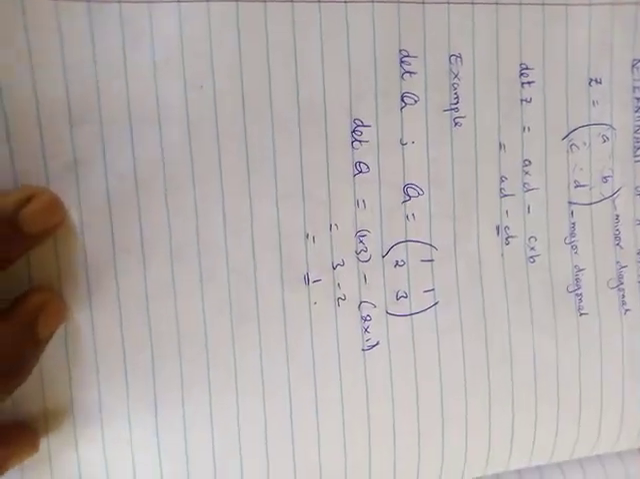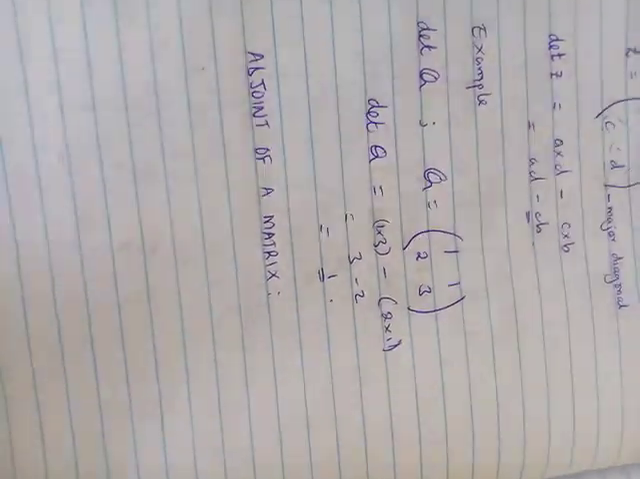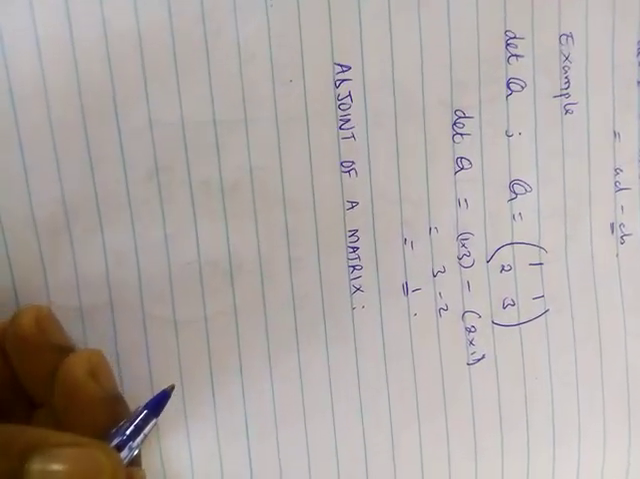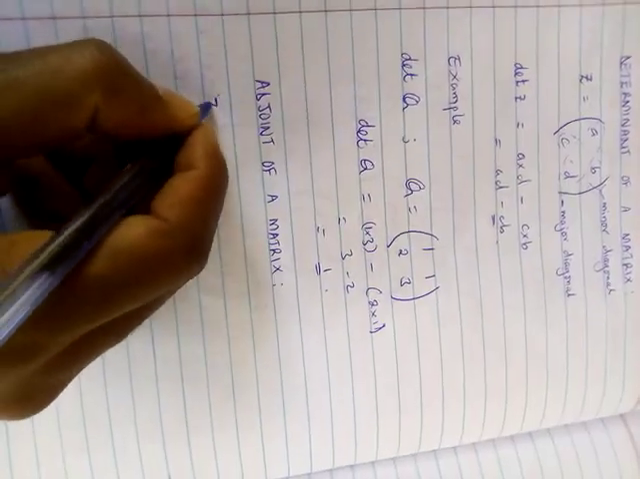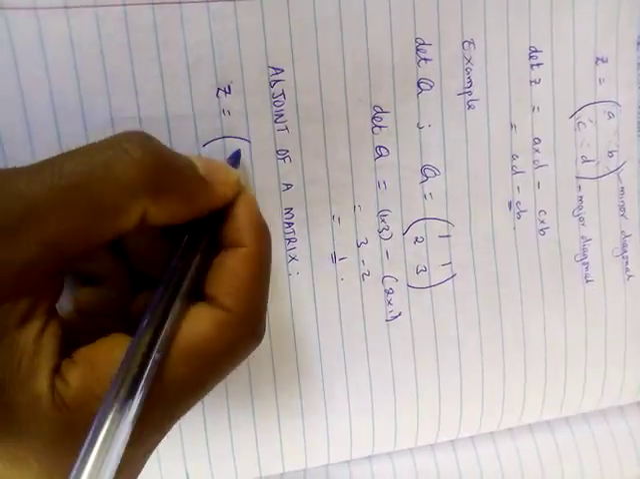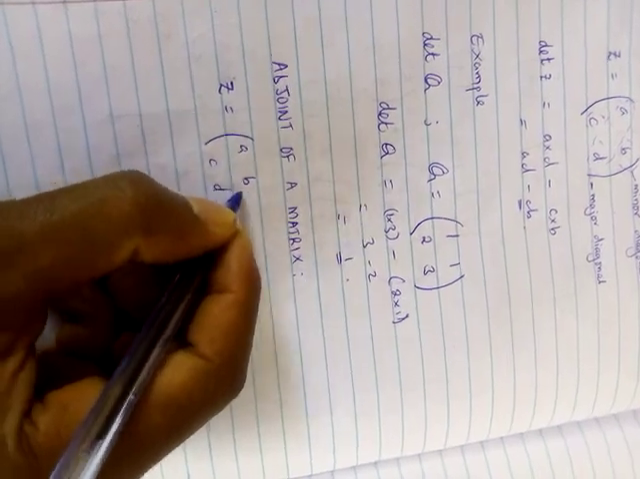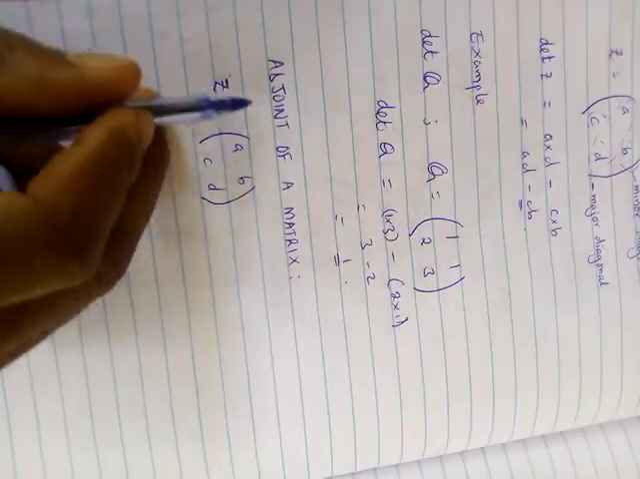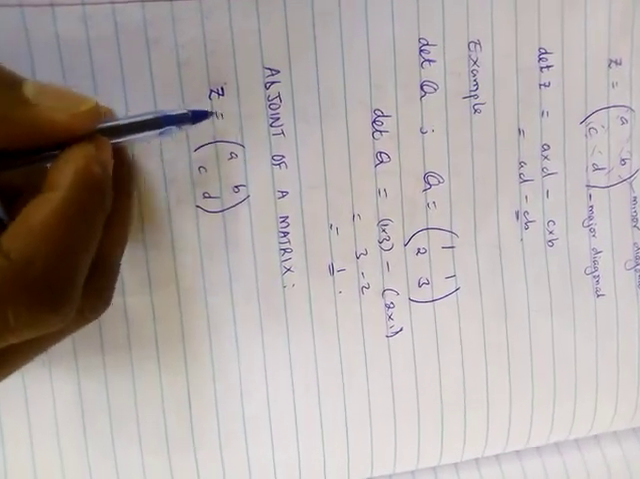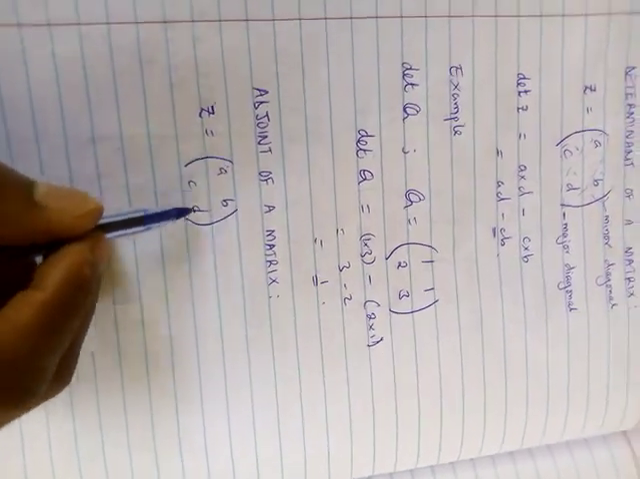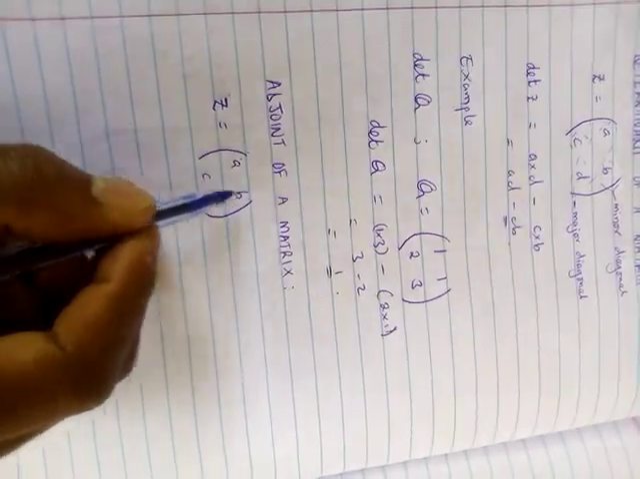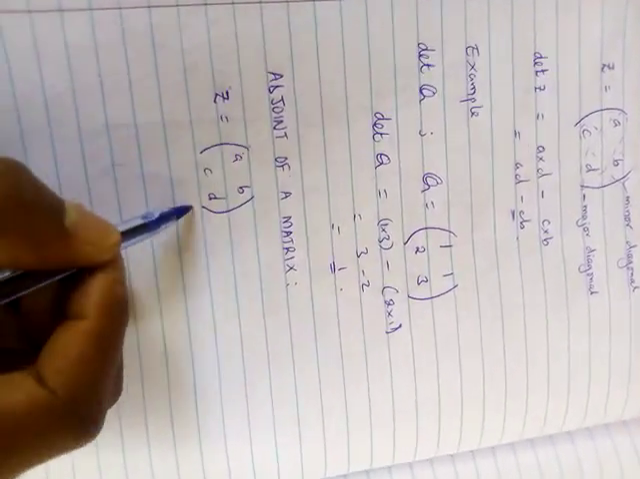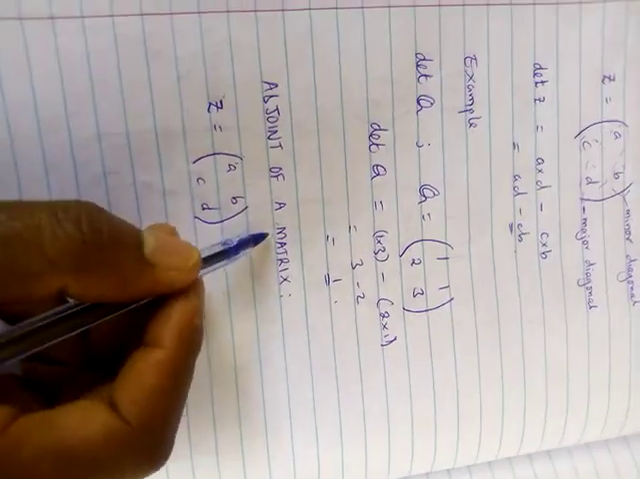Let's look at the adjoint of a matrix. The adjoint of a matrix is the same as the adjunct. If I use an arbitrary matrix Z as A, B, C, D, the adjoint of Z is this: the elements in the major diagonal shift from their positions, and the elements in the minor diagonal change their signs.